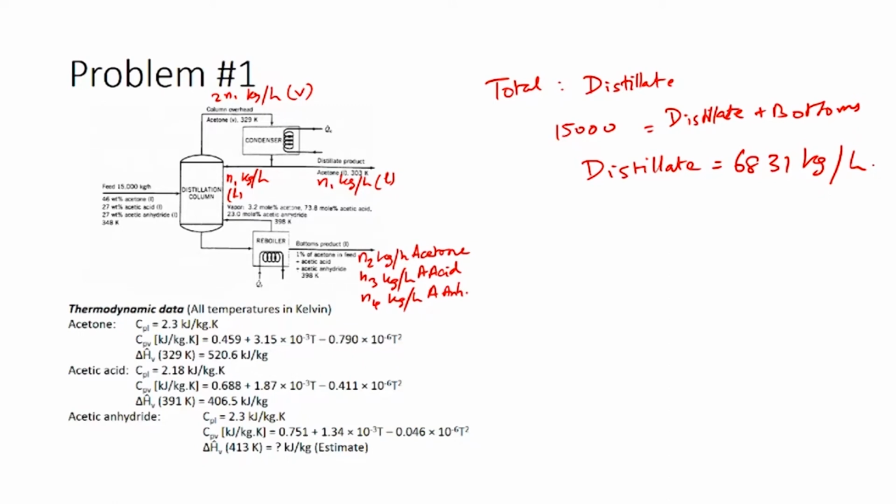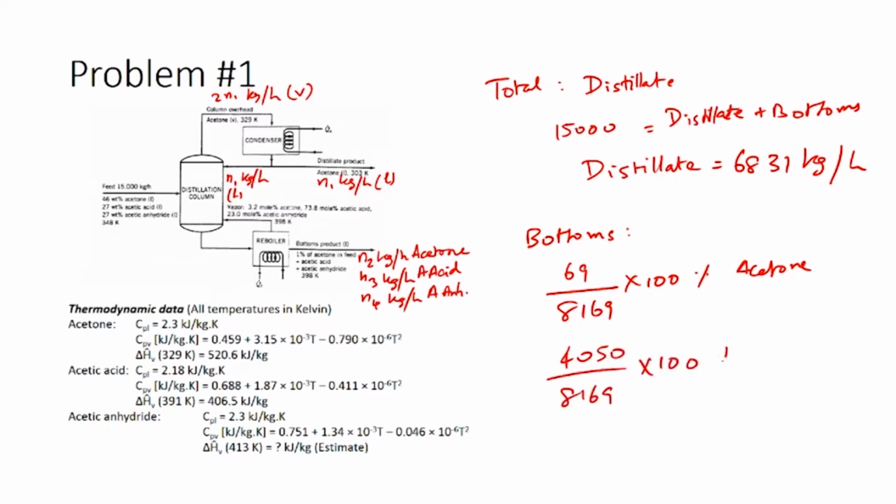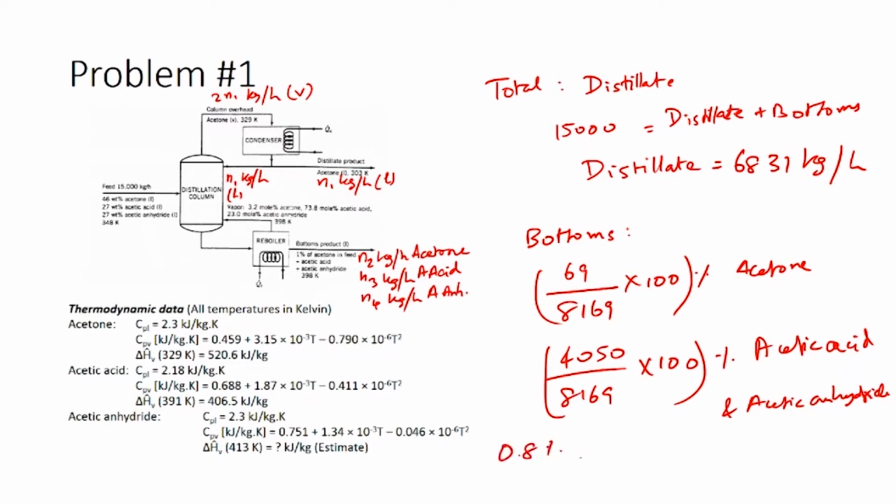and also the composition of the bottoms product can be identified because we know the individual components and the mass flow rates of the individual components. So, the bottoms product composition would be 69 divided by 8169 times 100% for acetone, and 4050 divided by 8169 times 100% for both acetic acid and acetic anhydride. You can calculate this, and the values are 0.8% acetone and 49.6% acetic acid and acetic anhydride.